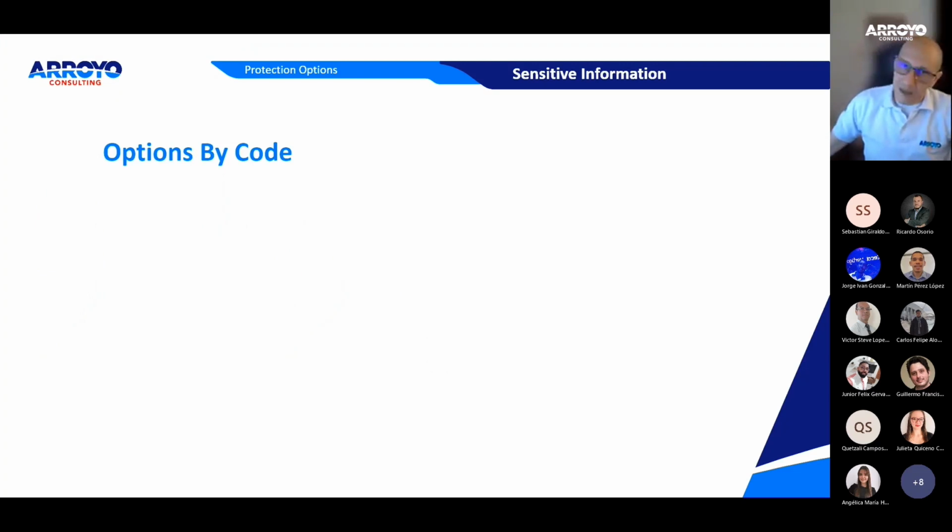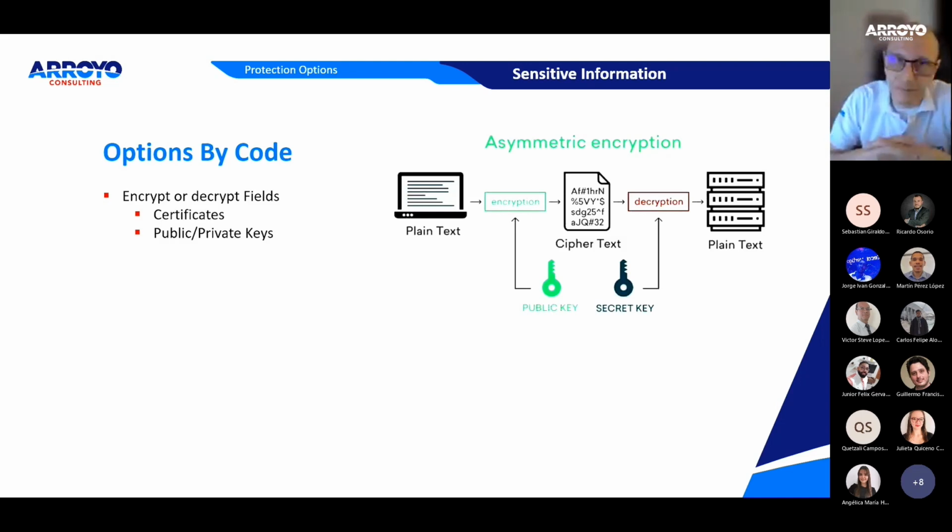The first thing that we have to introduce about sensitive information is how you protect the information. First of all, you think that your information must be protected using encrypt or decrypt files, using certificates, using private keys and public keys. That's the normal protection that you have. You can use, for example, asymmetric encryption, where you send information using a key, and the other side receives the information and decrypts it using the same key or the private key.